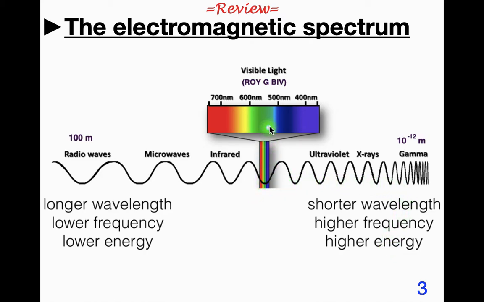Now, the visible portion of the spectrum is blown up here. You can see the colors, all the colors of the rainbow, which you can easily remember using this little acronym Roy G. Biv. If you're not familiar with it, it's a pretty handy thing to know. It stands for red, orange, yellow, green, blue, indigo, violet, all the colors of the rainbow.